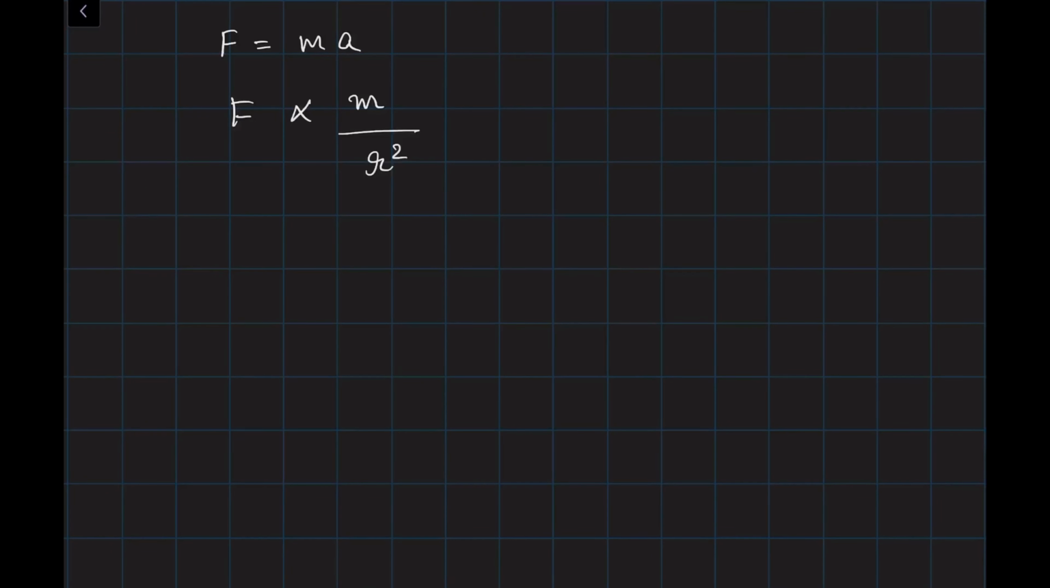According to Newton's third law of motion, every action has an equal and opposite reaction. Imagine this is the Earth and this is the moon. The force acting on the moon by the Earth, let me name it F12, and the force acting on the Earth by the moon, let me name it F21. These two forces are equal and opposite. Definitely they are vectors. So F12 is equal to minus F21.